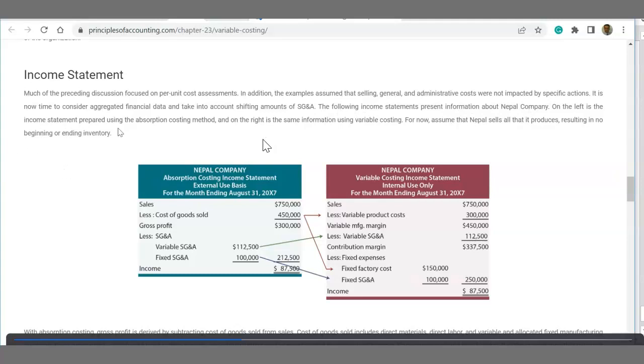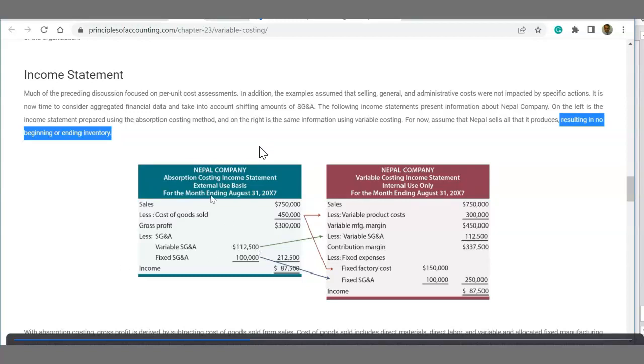On the left is the income statement using the absorption costing method. On the right is the same information using variable costing. For now, assume that Naples sells all its products, resulting in no beginning or ending inventories. That's an important assumption, okay? This is very important. So right now, assume that they are going to sell all the products without any beginning or ending inventory, so everything produced is everything sold. Okay, keep that in mind.